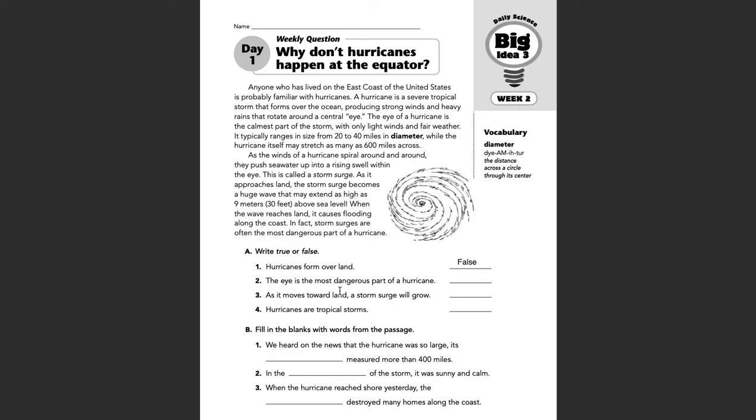Number 2, the eye is the most dangerous part of a hurricane. Well, if we go down to the third sentence, first paragraph, it says the eye of a hurricane is the calmest part of the storm. So we know that number 2 would also be false.